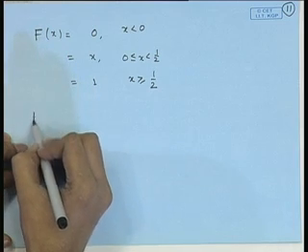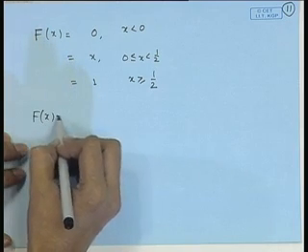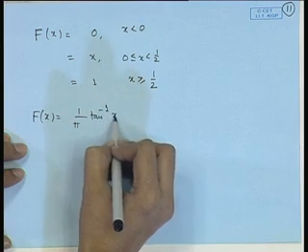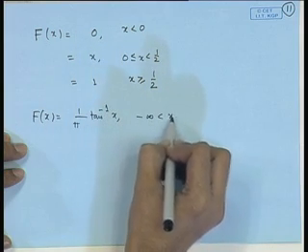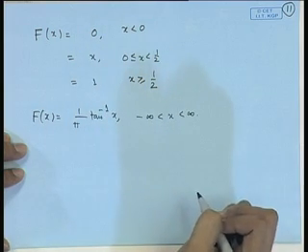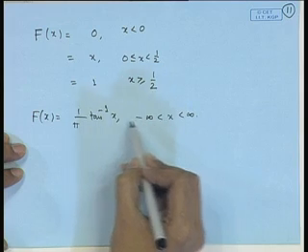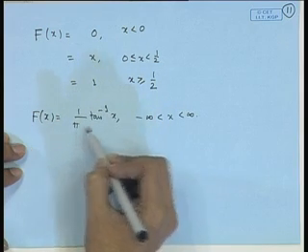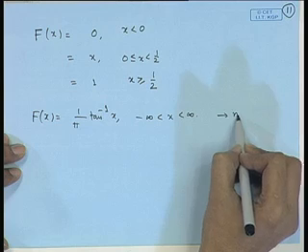If we consider, say, f(x) is equal to 1 by pi tan inverse x. If we take x tending to minus infinity, this goes to minus pi by 2. So, this is not tending to 0. So, it is not a CDF.